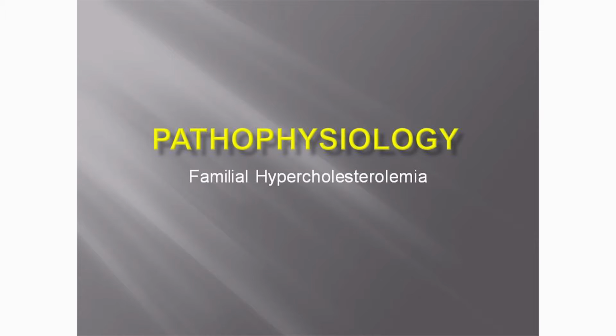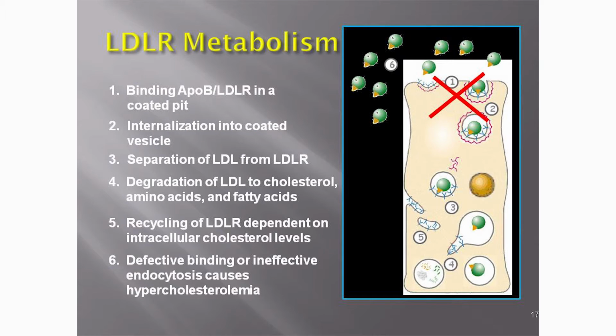The next slide shows LDL receptor metabolism, and you can see a series of different progressions in this slide. First, we have the binding of ApoB to the LDL receptor, which is in a coated pit. That's then internalized in a vesicle and goes into the cell. The LDL is then separated from the LDL receptor, and it's degraded, broken apart. Pieces of it are utilized, broken into cholesterol, fatty acids, amino acids, and then it's recycled. The LDL receptor is actually recycled and sent back to the surface of the cell on an as-needed basis.